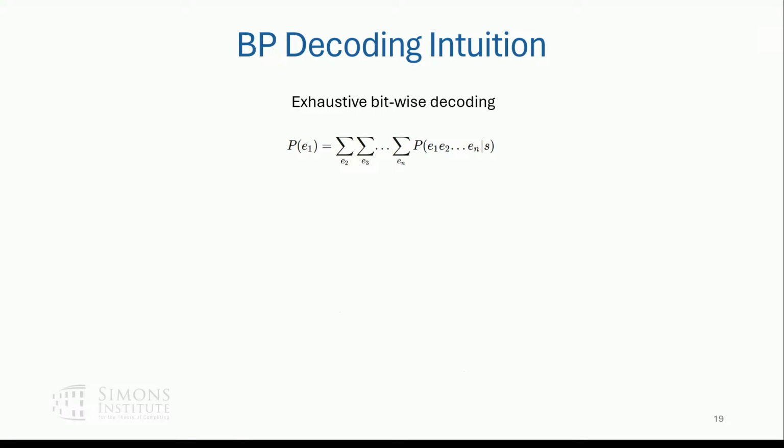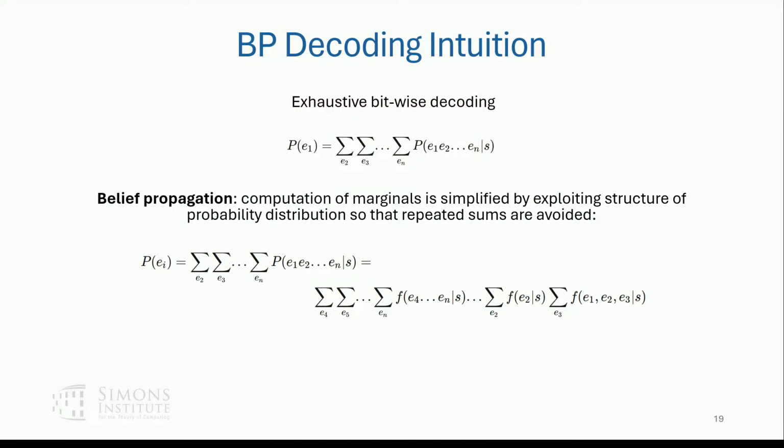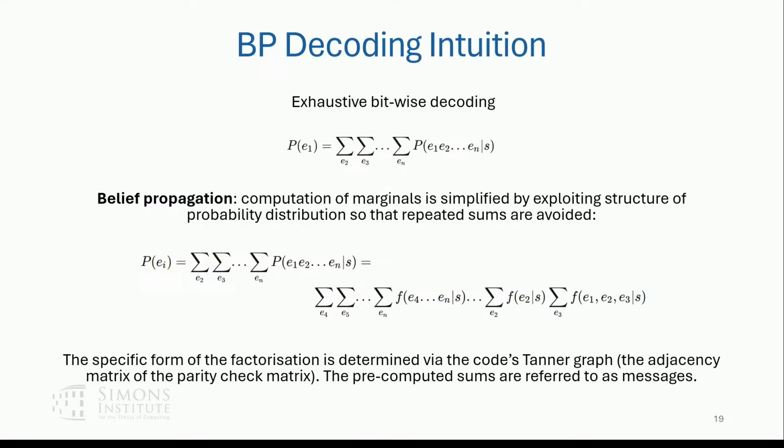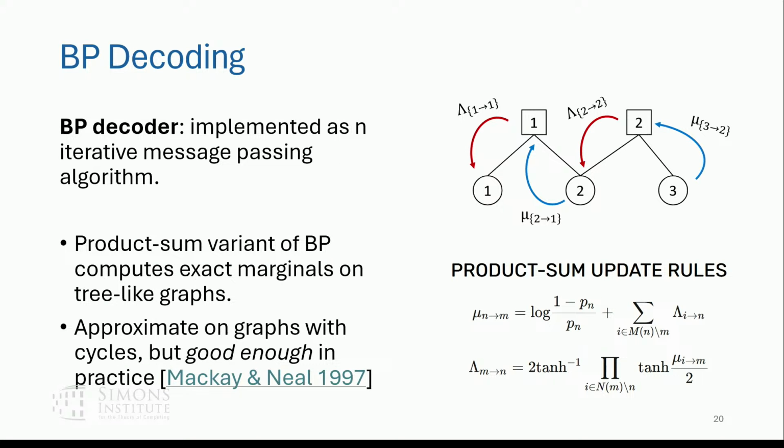Okay, so we wouldn't want to do this exhaustively because that would scale exponentially in its complexity. So the basic idea behind belief propagation is that we can leverage some of the structure in the probability distribution given to us by the Tanner graph to compute these marginals more efficiently. In practice, this is done using a message passing algorithm where information is exchanged between the bit and the check nodes of the Tanner graph.